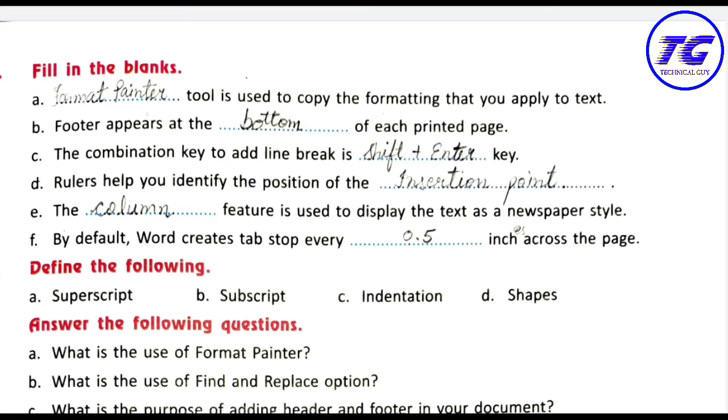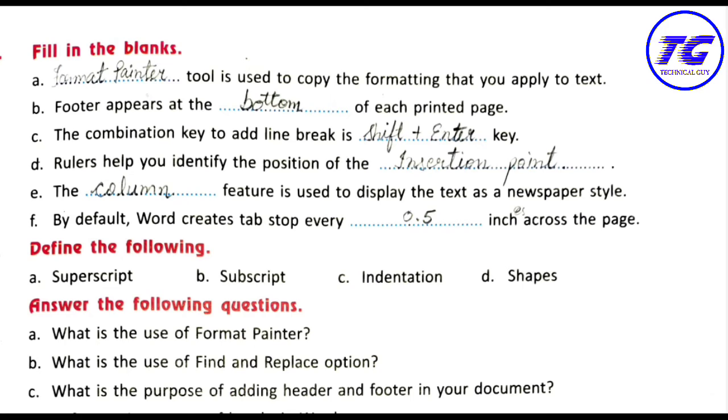D: Ruler helps you identify the position of the insertion point. So insertion point is the point where the text will be inserted. So from the ruler you will get the position of the insertion point. E: We have the dash feature used to display the text in newspaper style, and that is the column feature. So the feature name is columns feature. The last one: by default Word creates a tab stop at dash inch across the page. So by default the tab stop is half inch, that is 0.5 inch.